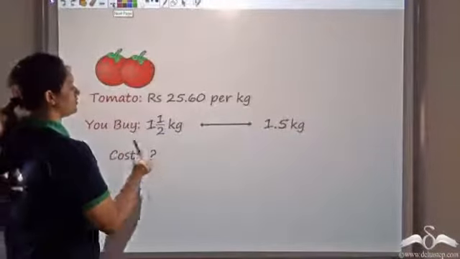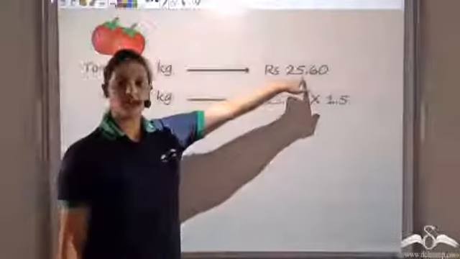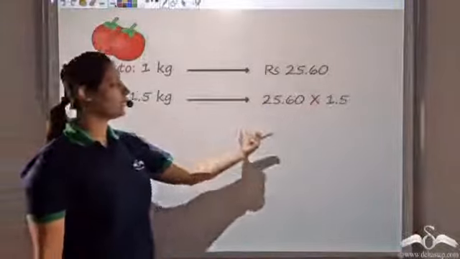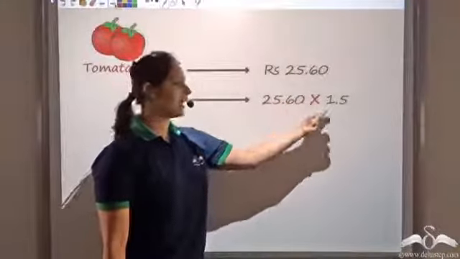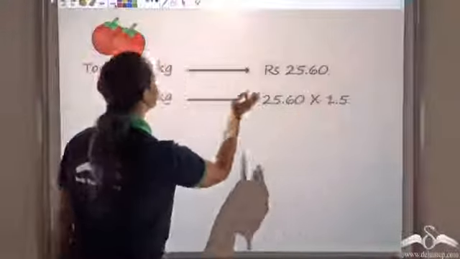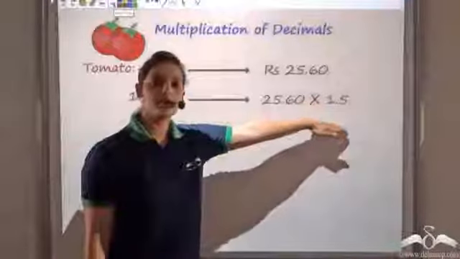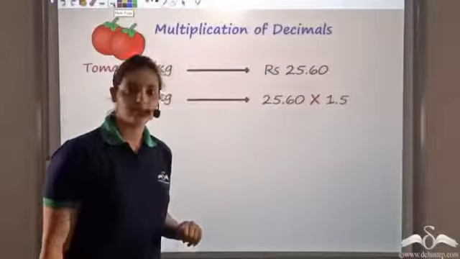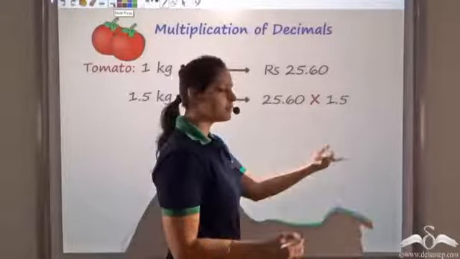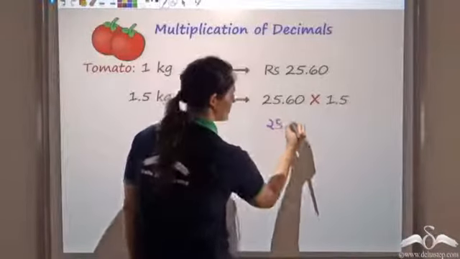So now, applying unitary method, I know the cost for 1 kg. What I need to find is the cost for 1.5 kgs, which would be cost for 1 kg times 1.5. And this is nothing but multiplication of two decimal numbers. So I can say this is multiplication of decimals. Now, how do I multiply these two decimal numbers? I can convert decimals to fractions. So I can write this as 2560.